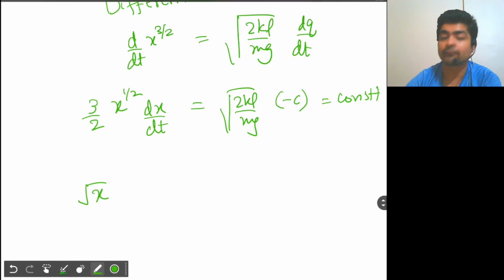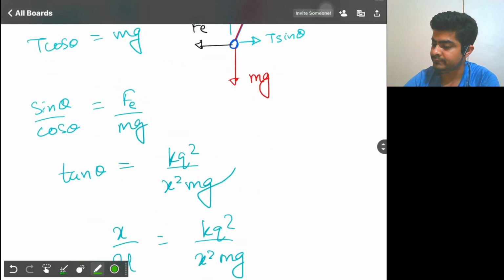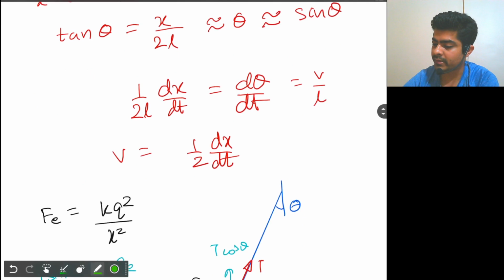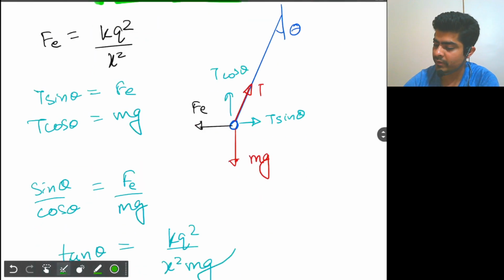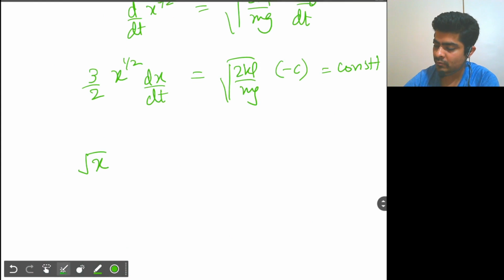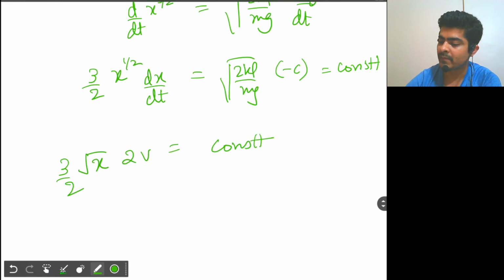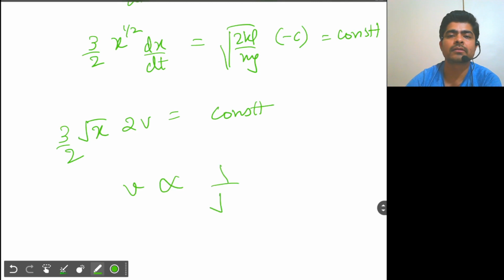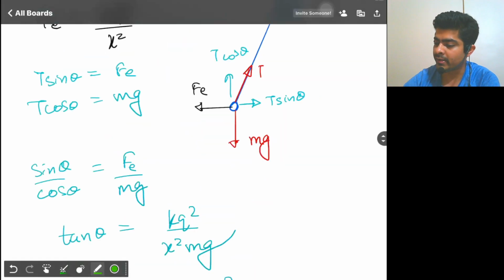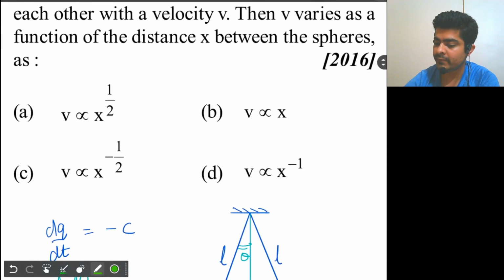So root x, and what is dx by dt? We found the relation: dx by dt will be 2v. So 3 by 2 root x into 2v is constant. So from here what do we get? V is proportional to 1 by root x. So which option do we get correct over here? We get option C as the correct answer. Alright.